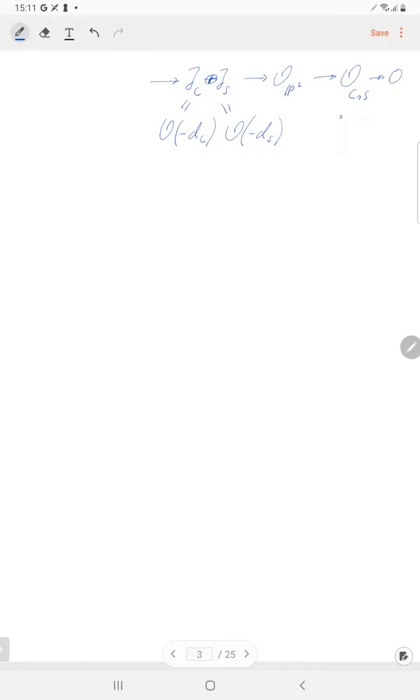So the product is, well, let me write J_C intersection with J_S. Since they don't have common components, they are relatively prime, and so their intersection will be isomorphic to O of negative D_C minus D_S. Okay, and this is the desired exact sequence. Okay, so from here, the desired Euler characteristic of the intersection of our curves is the Euler characteristic of P2.